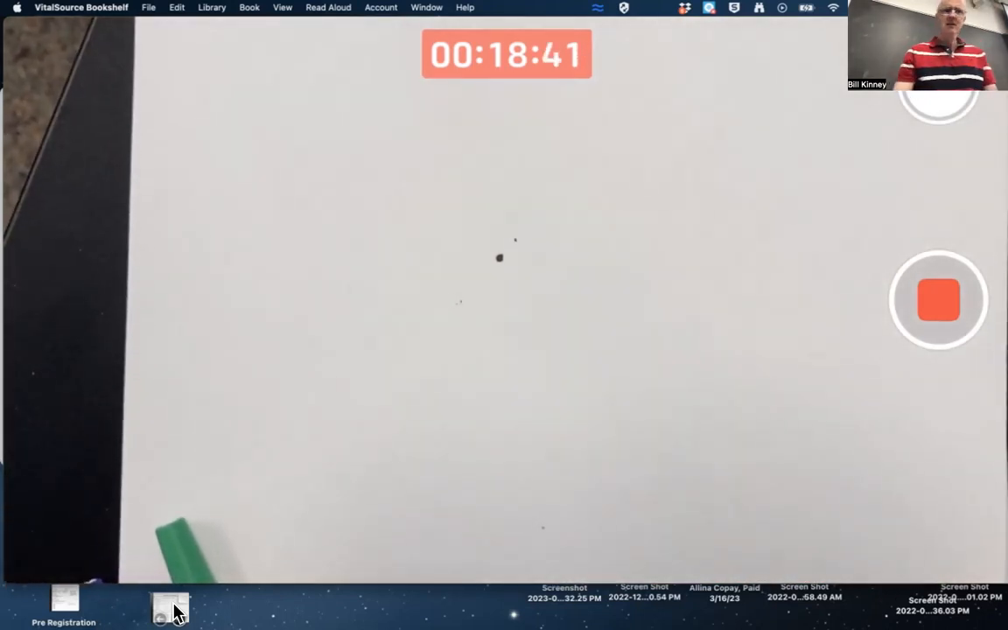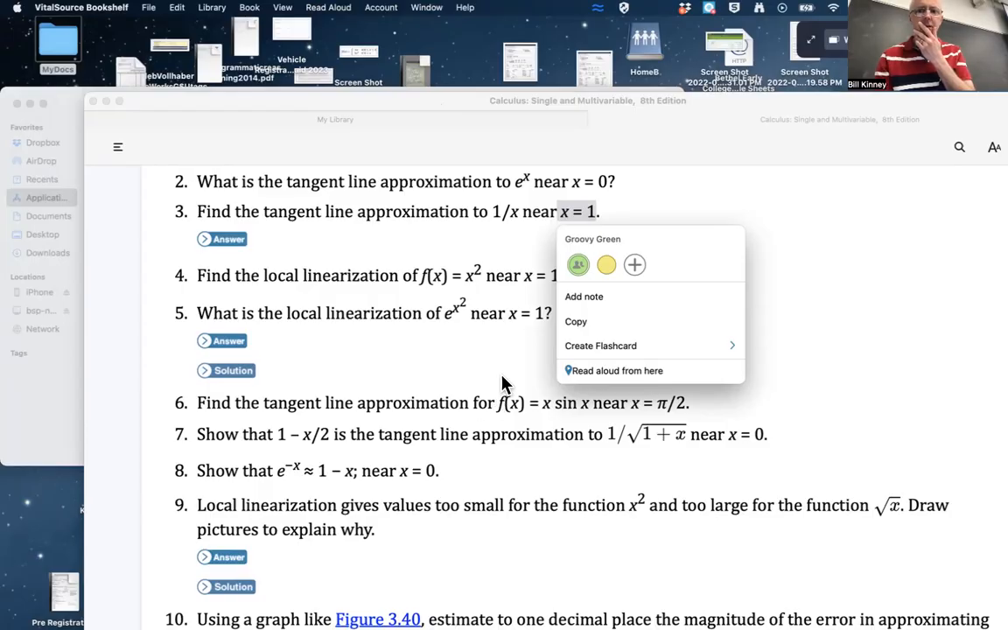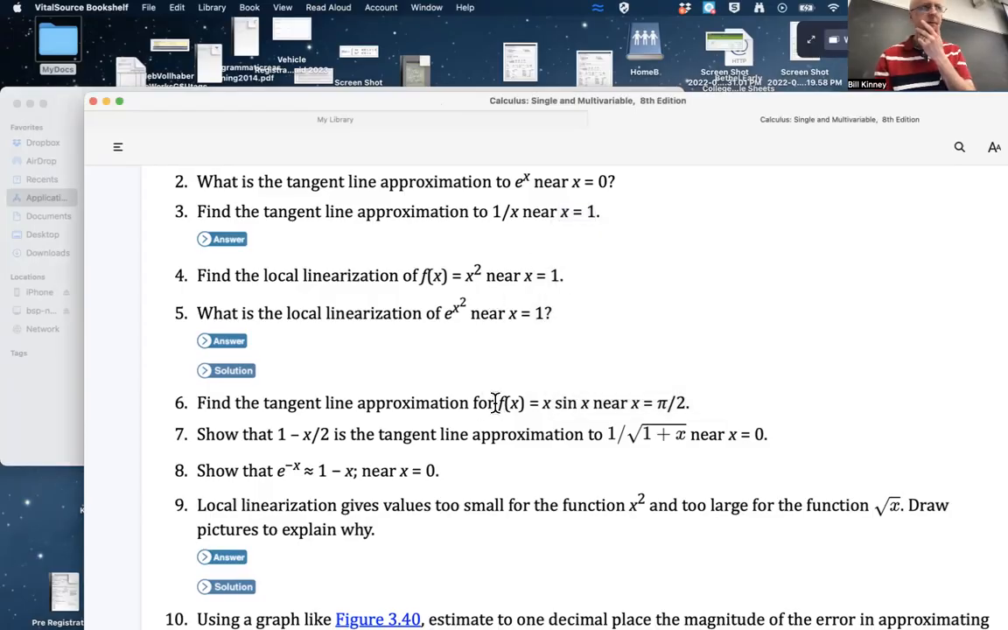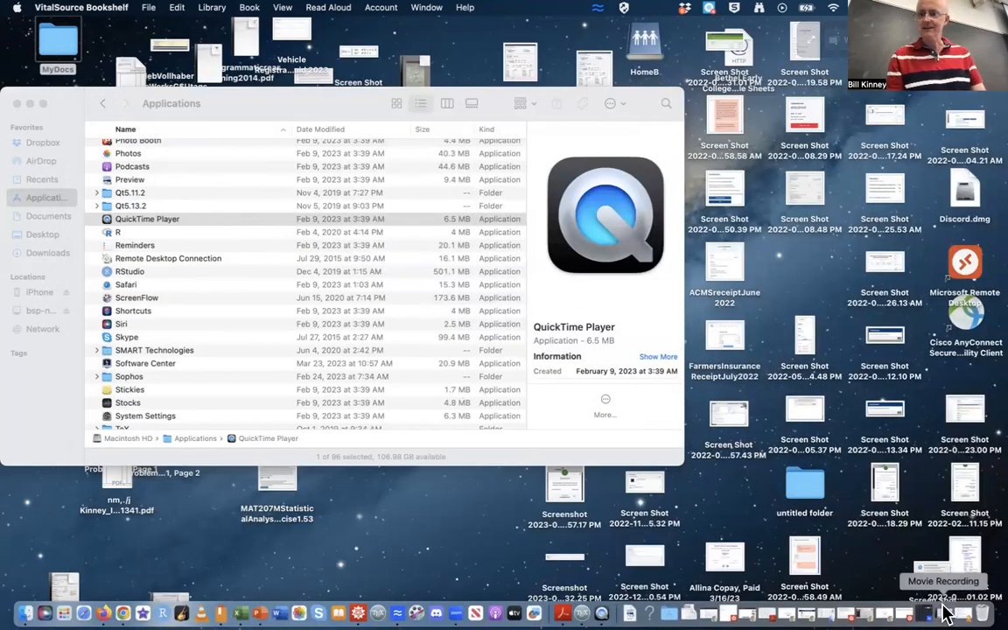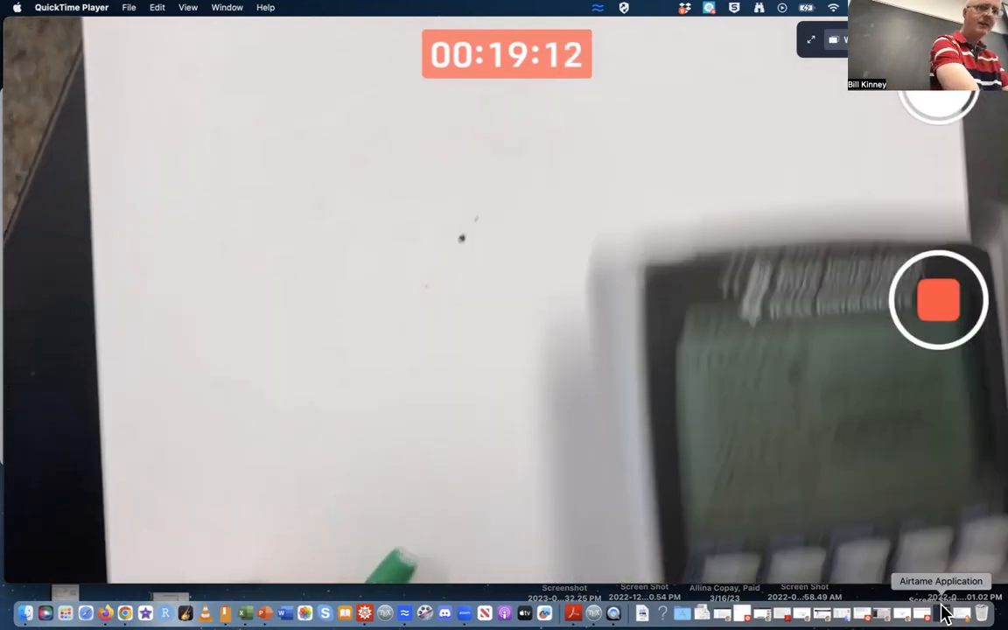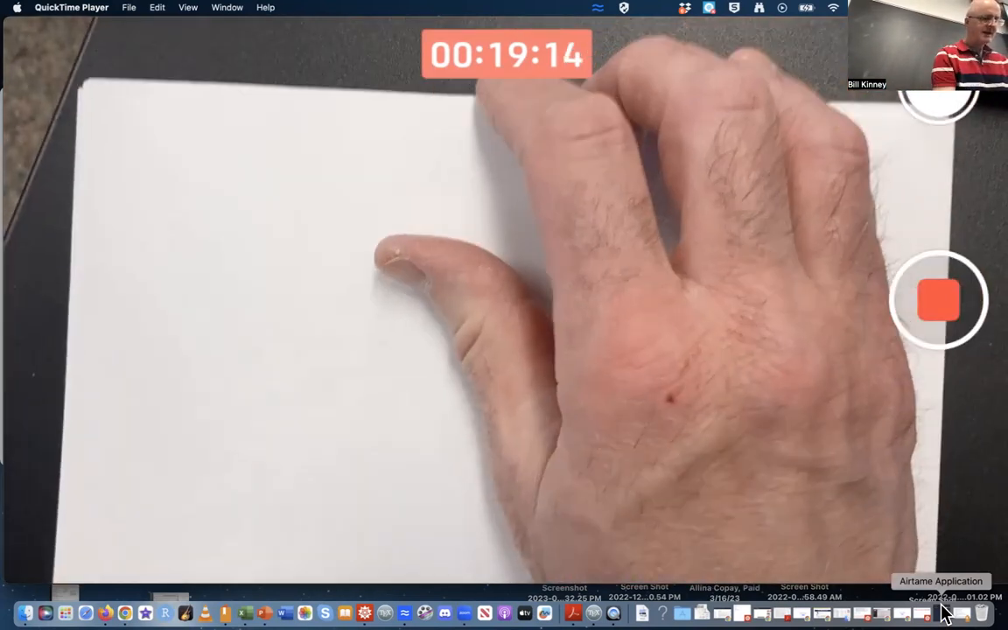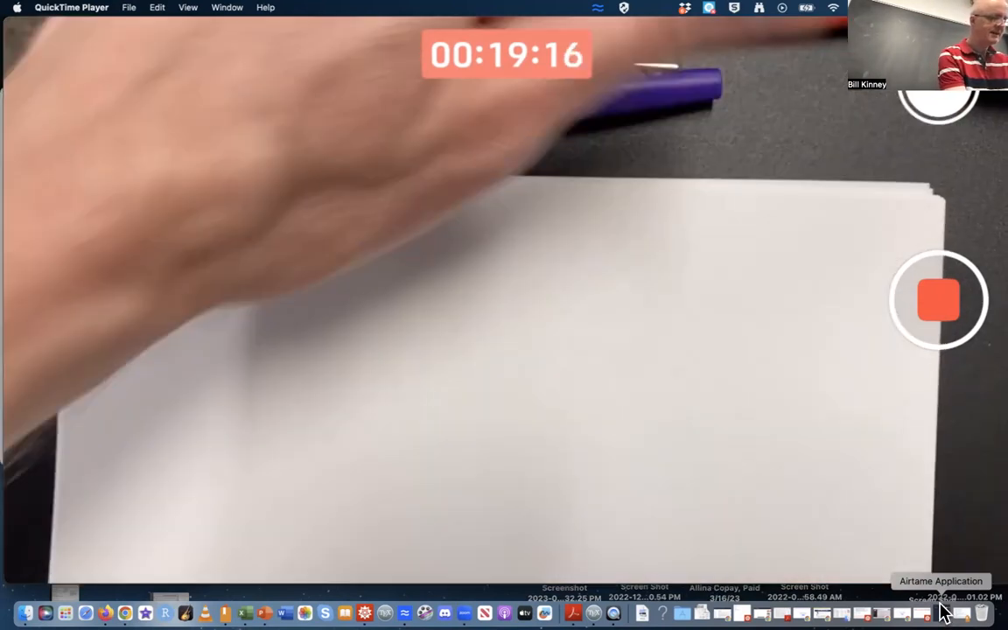Okay. One more example. Number 6. Function's a bit more complicated. X times sine of x. Actually, this one's going to be kind of interesting. I think something weird's going to happen here. Let's do it anyway. It's a good conceptual point to see this happen. So f of x is x times sine of x.